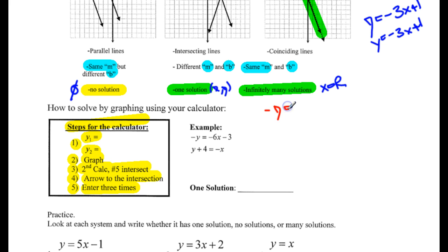So this first equation, negative y equals negative 6x minus 3. Well, I need to get y all alone. I have to divide everything by negative 1.